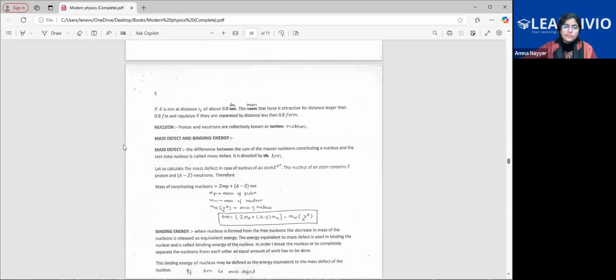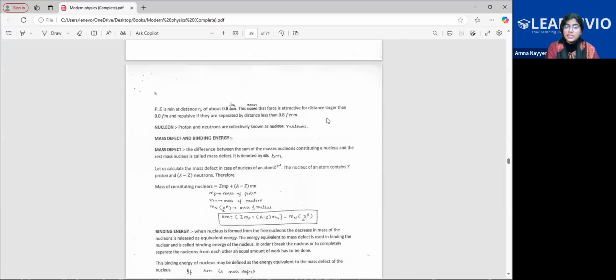See, potential energy is minimum at a distance R naught of about 0.8 fermimeters. This means that force is attractive for distance larger than 0.8 fermimeters and repulsive if they are separated by a distance less than 0.8 fermimeters. Then what's a nucleon? Protons and neutrons are collectively known as the nucleons.